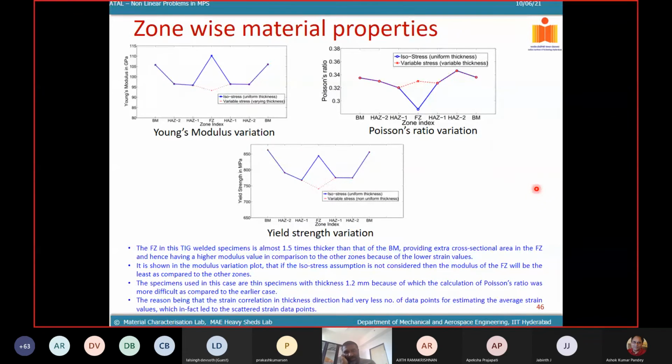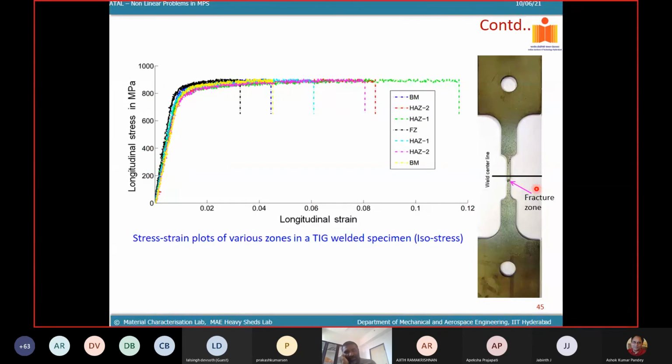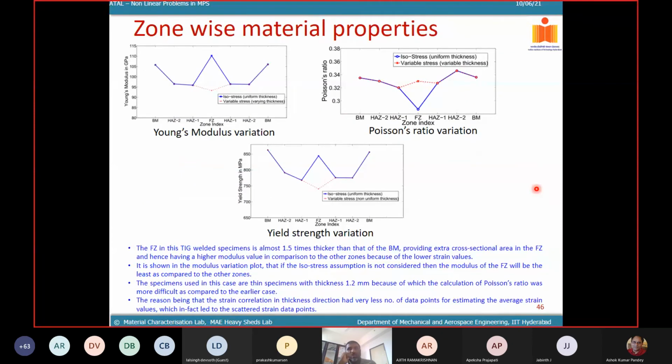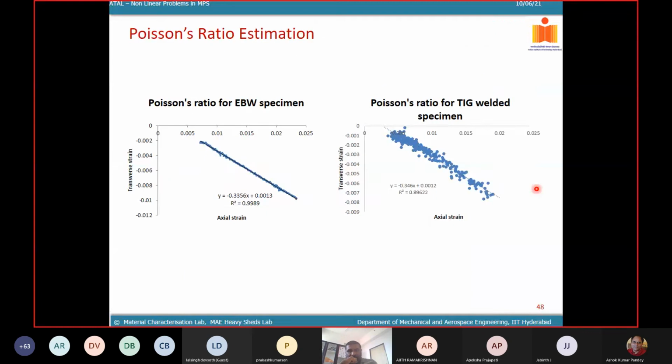But if you remove the bead, then the problem is it could be a little bit high. Okay.